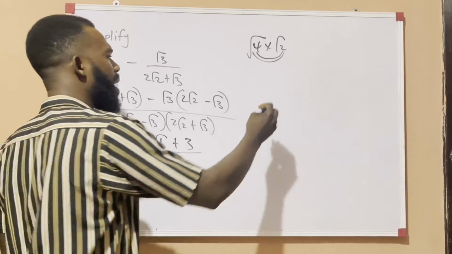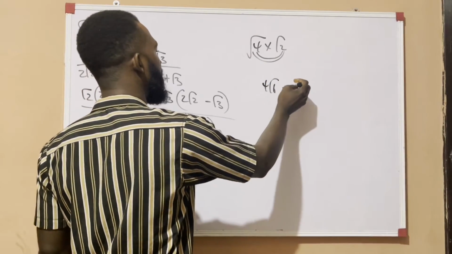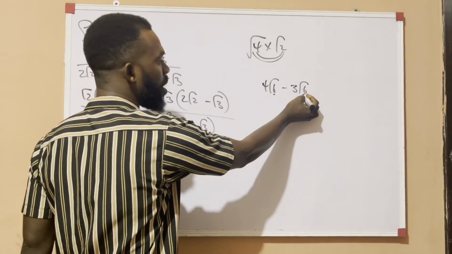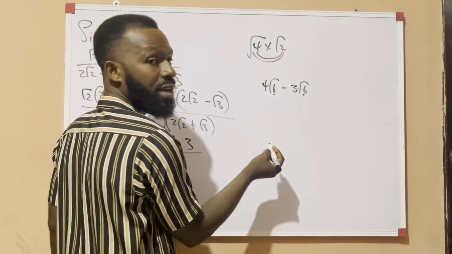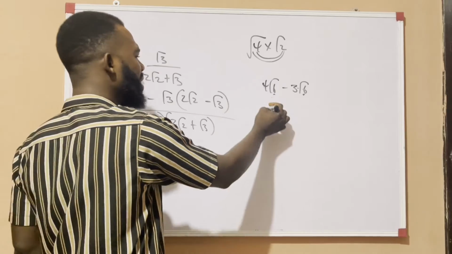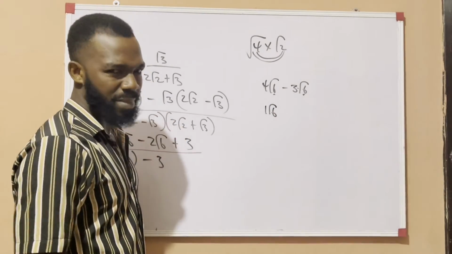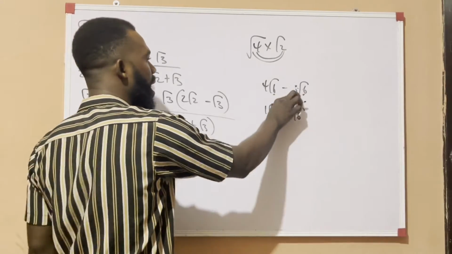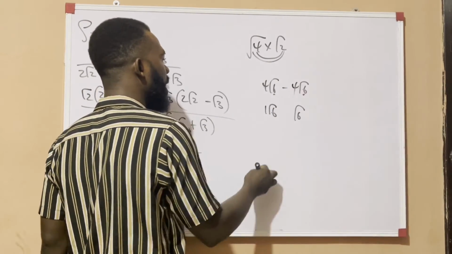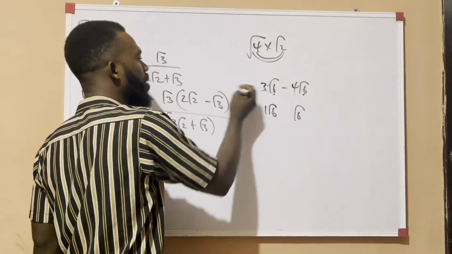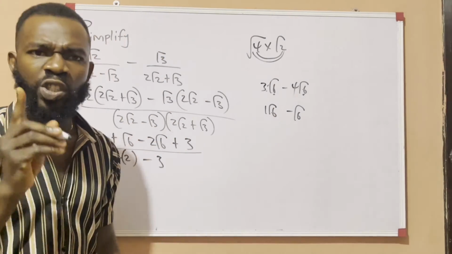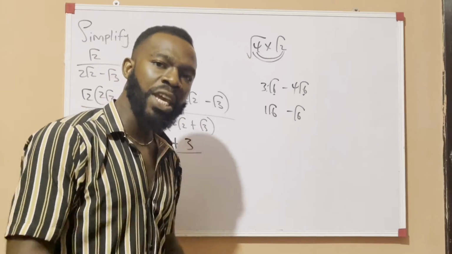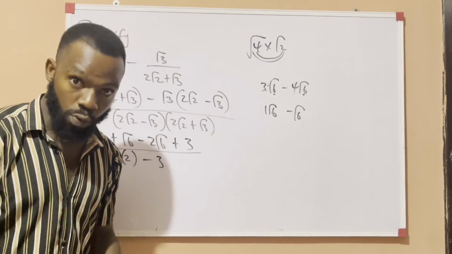If I have something like 4 root 6 minus 3 root 6, because the roots are the same, I can do 4 minus 3, and 4 minus 3 is 1. No need writing 1 root 6, it doesn't make sense. Just write simply root 6. So if here now is 4 and here is 3, then the answer becomes minus root 6, because 4 is bigger than 3 and you cannot remove a big number from a small number. Are you with me? Good.